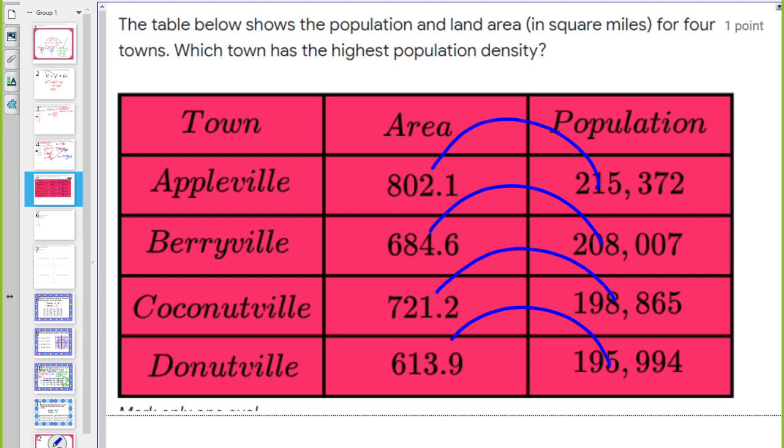I got 268.5 here. 208.07 divided by 684.6, 303.8, so what allowance thing, because they want the highest one. 198.865 divided by 7.12, 275.7. Still not winning so far. 195.994 divided by 636.9, that would give me 319.2, ladies and gentlemen. And we have a new winner.